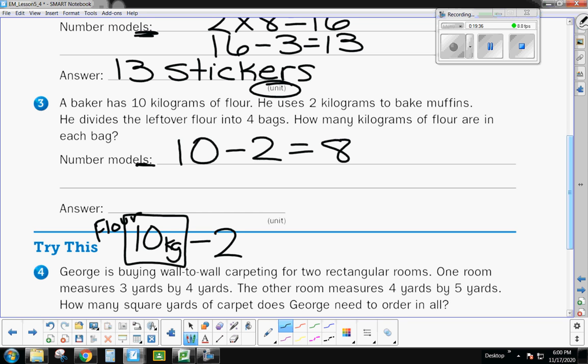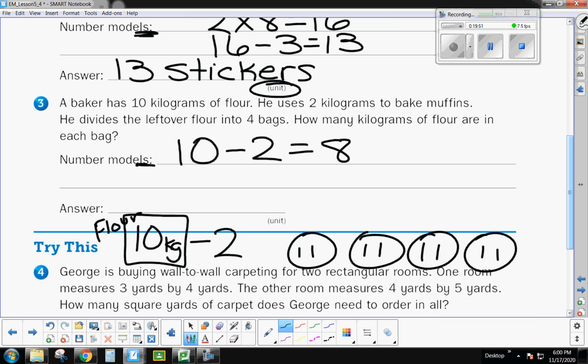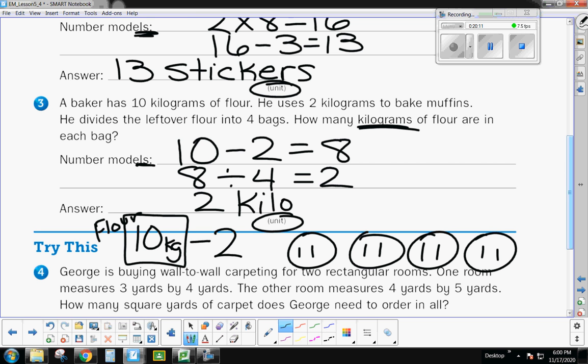Now, what am I doing with that leftover? He divides it into 4 bags. So I'm going to make my 4 bags, and I'm going to take that leftover flour and put it in. So 1, 2, 3, 4, 5, 6, 7, 8. What did I just do there? I was dividing it up, right? I took 8 kilograms, divided it into 4 bags, and each bag has 2. So my answer is 2, label my unit, 2 what? How many kilograms of flour? So kilograms, I'm even going to say of flour. Kilograms doesn't tell me a whole lot, does it?